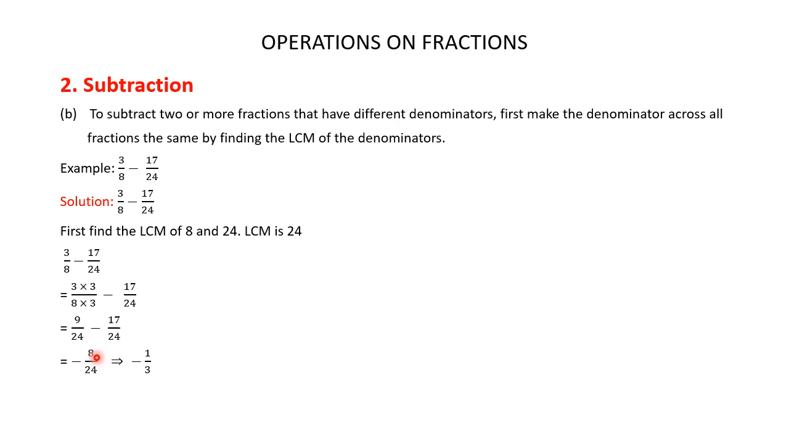So the final answer is minus 8 divided by 24. When you simplify this, you will get the answer as minus 1 by 3. So the value of 3 by 8 minus 17 by 24 is minus 1 by 3.